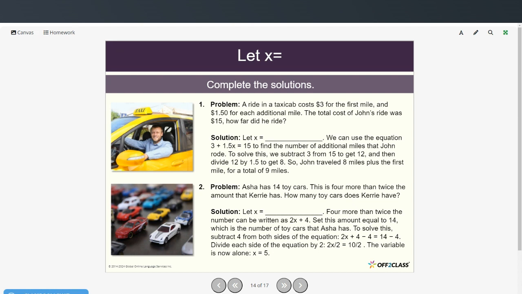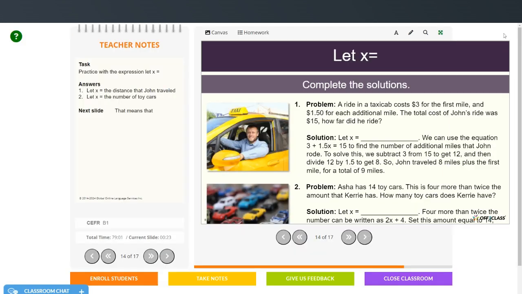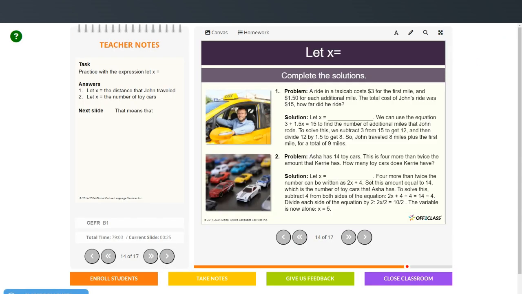All right, a ride in a taxi cab costs $3 for the first mile and $1.50 for each additional mile. The total cost of John's ride was $15. How far did he ride? So we would let x equal the distance John traveled.